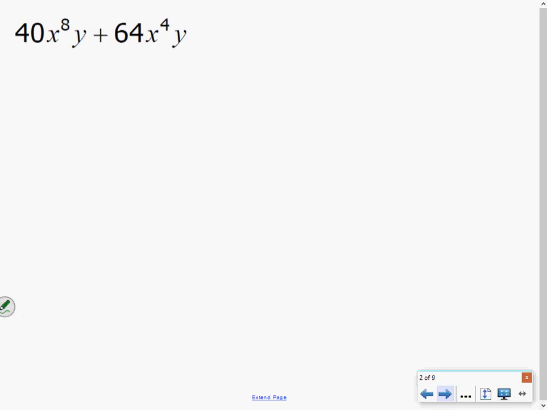Now, you should always look for a GCF anytime you go to factor. There's not always going to be one that you can factor out that's helpful, but you should always start by looking for a GCF. And in this case, we're going to have a GCF between the numbers and the x's and the y's. So first, we need to decide what is the biggest number that is a factor of both 40 and 64. Okay, well, 8 can come out of both of those.